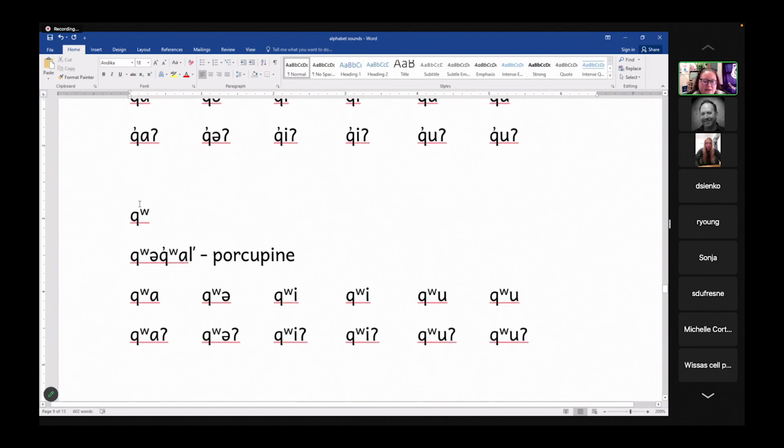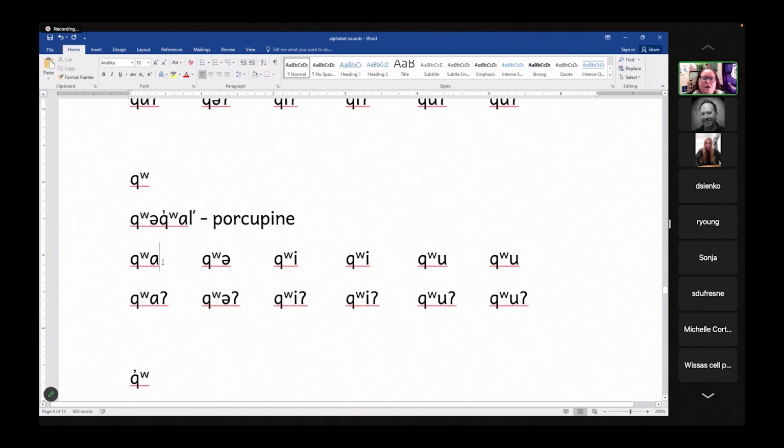Now we come to the Q raised W. And remember, any letter that's got that floating W, you're going to be blowing out. So this is still back of the throat. Qual. Now our sound chart. Hua, hua, hui, hui, quo, hu. And with the glottal stops, hua, hua, hui, hui, quo, hu.